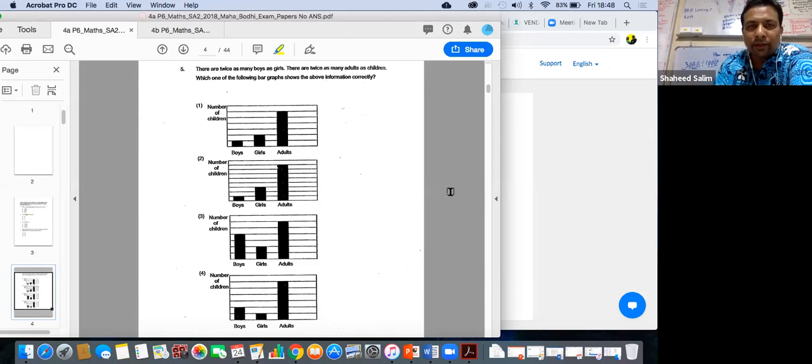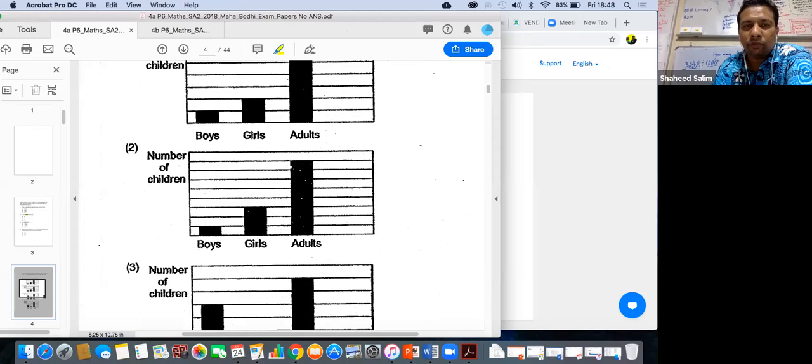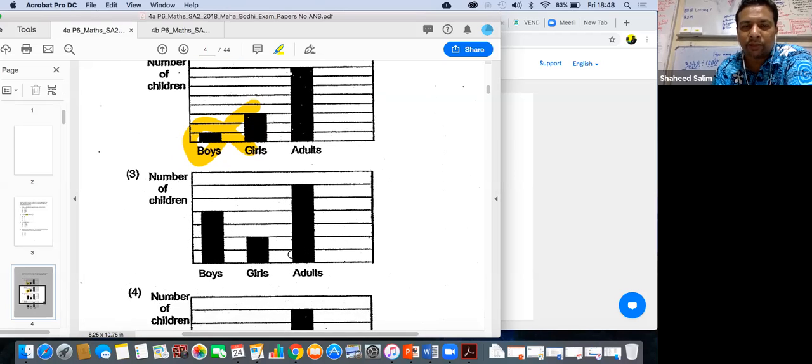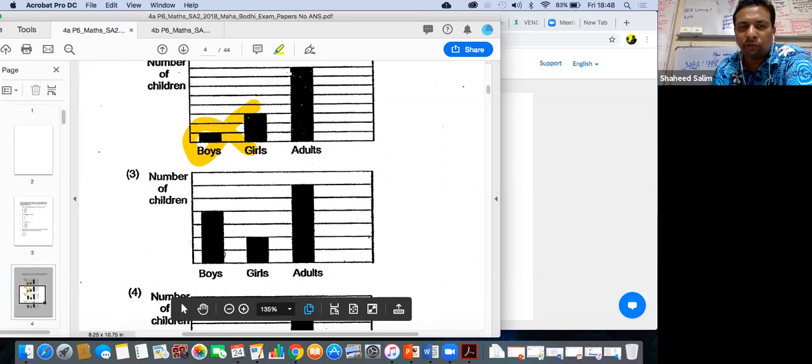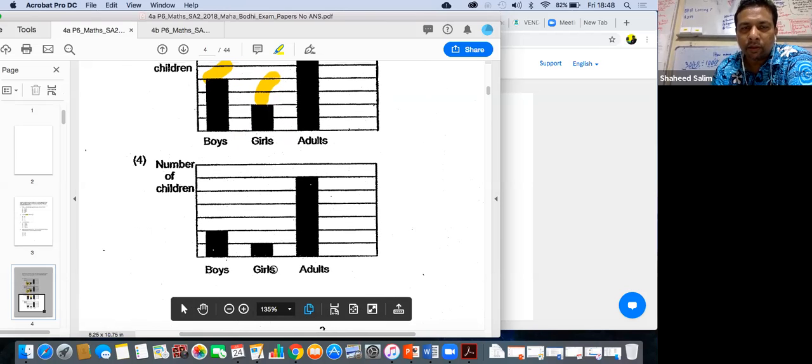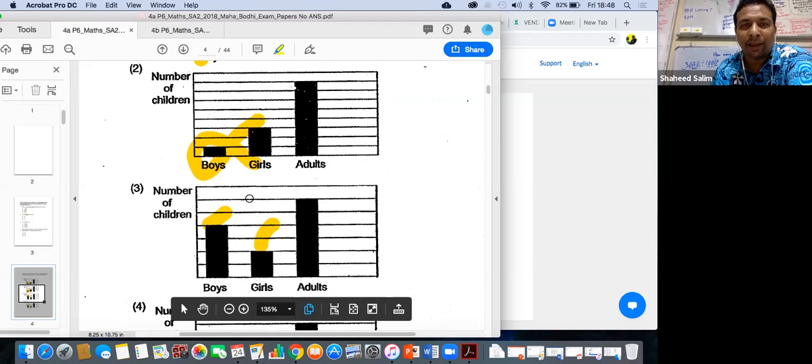First, it says there's twice as many boys as girls. So let us see. This one, girls twice, then boys. So this is out. This one, girls 3 times as boys. Out, because the boys have to be twice. Girls is 2, boys 4. Yes, this part is correct so far. This one is correct. Okay, let us see the next one. Girls 1, boys 2. Yeah, it's twice also. It's correct.